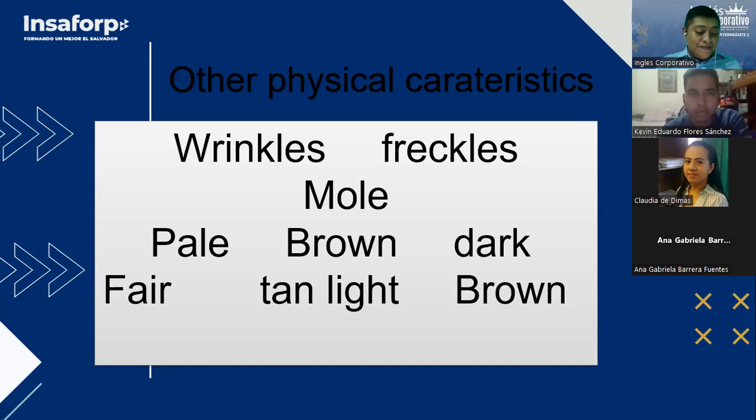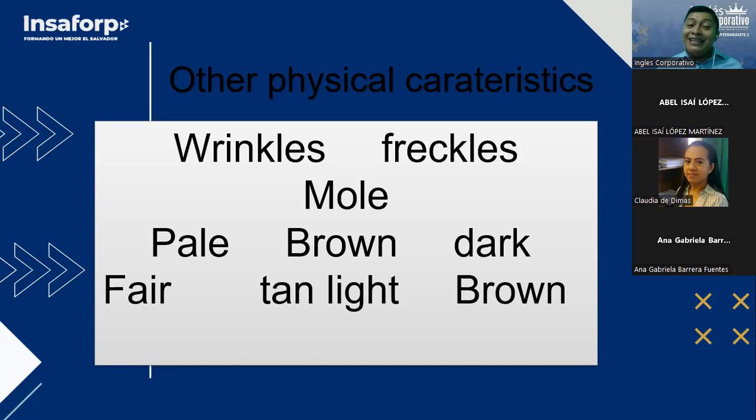Camanances? Any other name for that? Otro nombre para camanances? Arrugas. No, no ideas. Oh, okay, arrugas, wrinkles. Wrinkles, pecas, then mold, lunares. Okay, and that is a homework for tomorrow, right? So we are going to find out how do you say camanances in English?